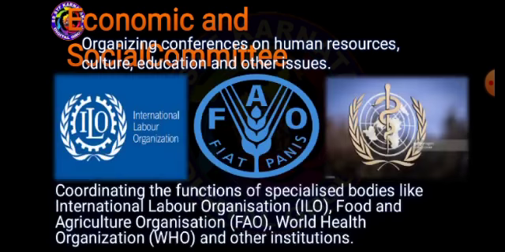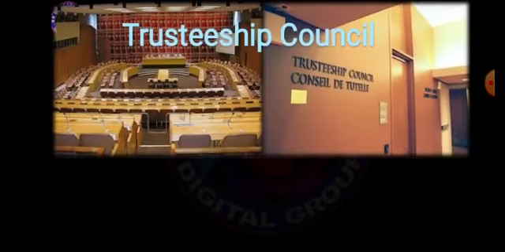And along with this, the next important function of ECOSOC is that it is also going to coordinate with some other important agencies of UNO. Some of the important agencies with which it is going to cooperate are ILO, which is expanded as International Labour Organization, FAO, which is expanded as Food and Agricultural Organization, and the last important one, WHO, which is expanded as World Health Organization.